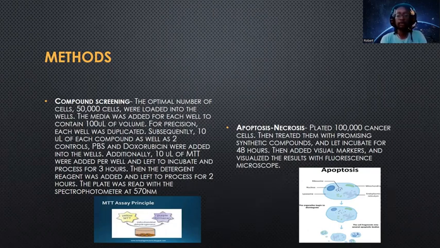And then once I found promising compounds, I moved over to the apoptosis necrosis assay, which is an assay used to detect whether cells died via apoptosis or necrosis. Apoptosis is a natural cell death, which is what we want to occur, while necrosis is an unnatural cell death, which we don't want to occur. And so once I gathered the promising compounds, I plated 100,000 cancer cells and treated them with the promising compounds, let them incubate for 2 days, and then added visual markers, and visualized the results with the fluorescent microscope.